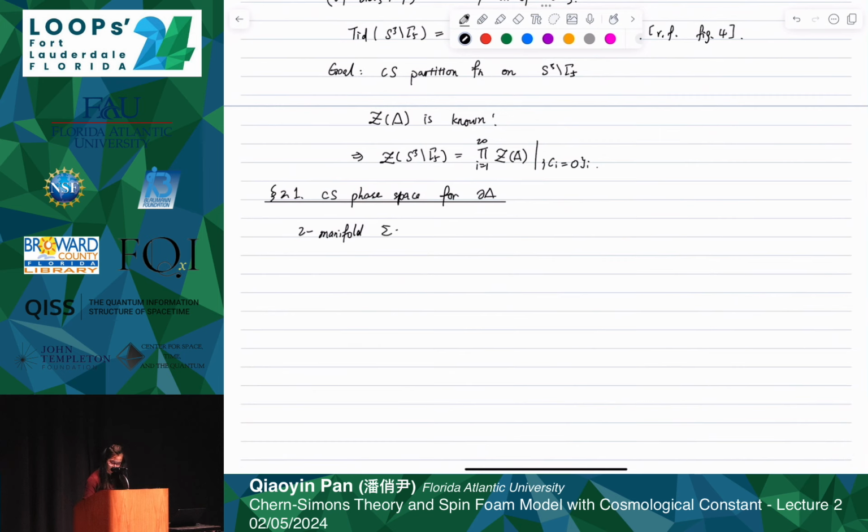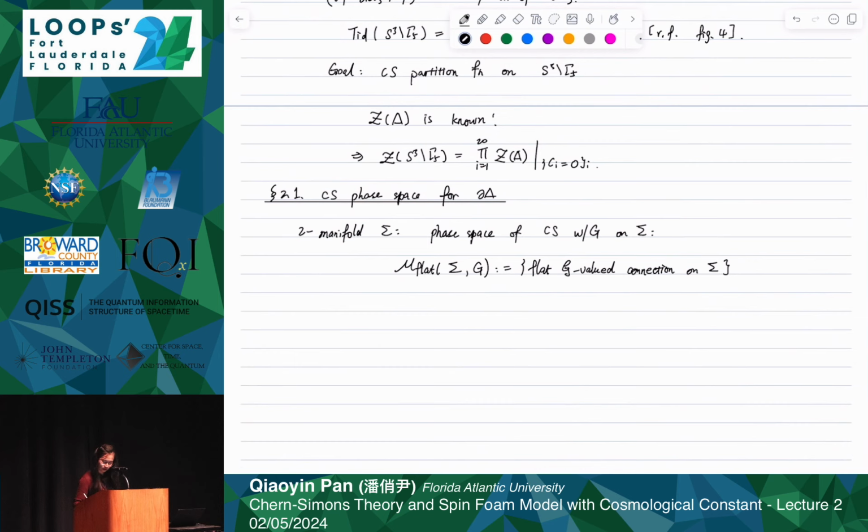I will denote by sigma. The phase space of Chern-Simons theory, whose gauge group is say G, on this two manifold is defined as the moduli space of G-valued flat connections on this two manifold. It's defined as the flat Lie algebra G-valued connection on this two manifold, quotient by the G action.